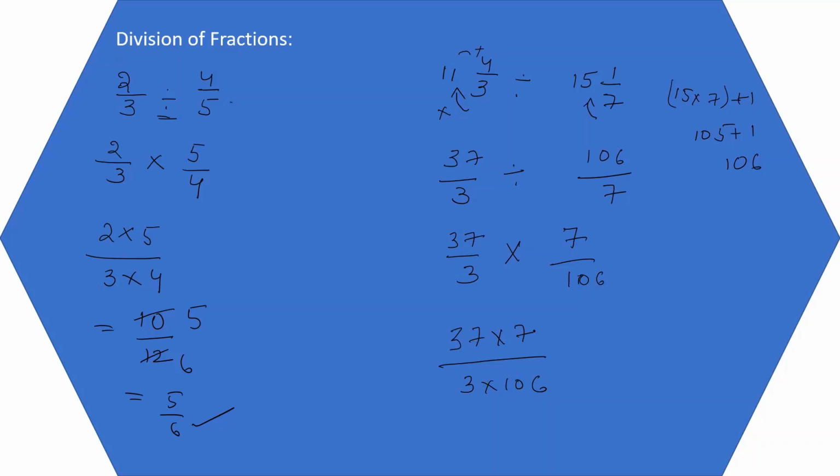Multiply 37 into 7. 7 sevens are 49. 7 3s are 21. 21 plus 4, 25. 259. 259 by 106 into 3. 3 6s are 18, 3 0s are 0, 3 1s are 3. 318. So write in the denominator 318. This is the answer. This is about division of fractions.